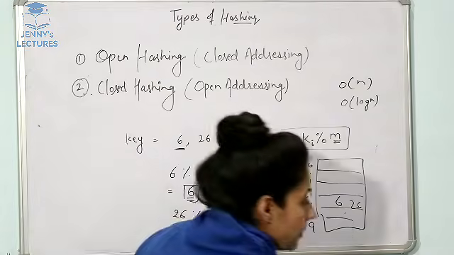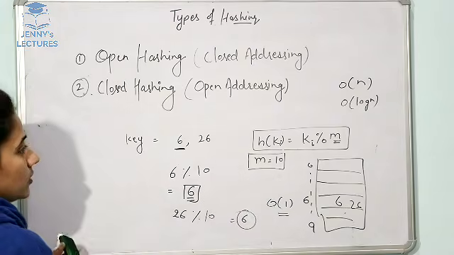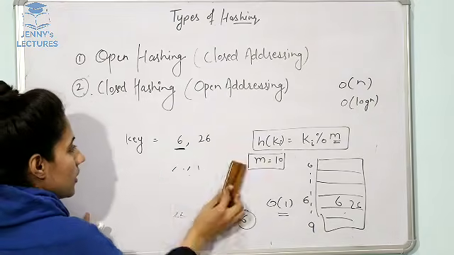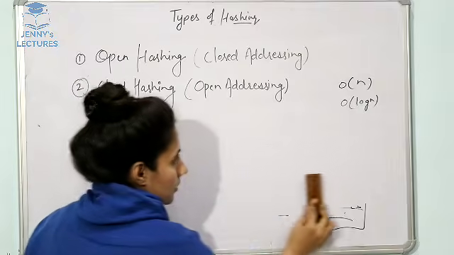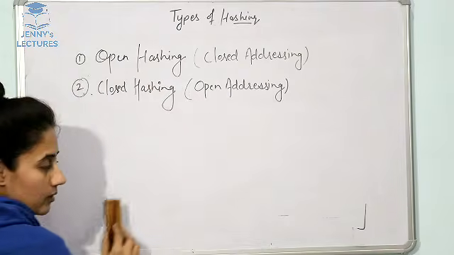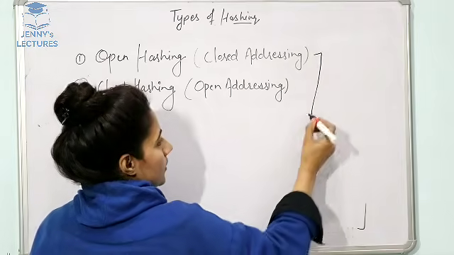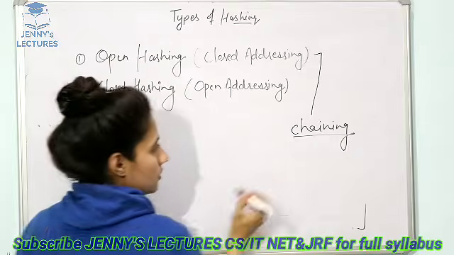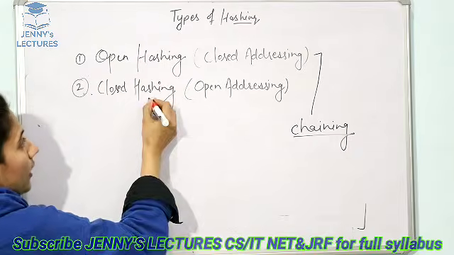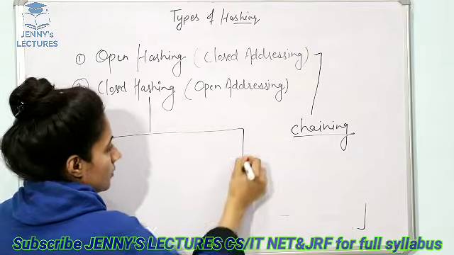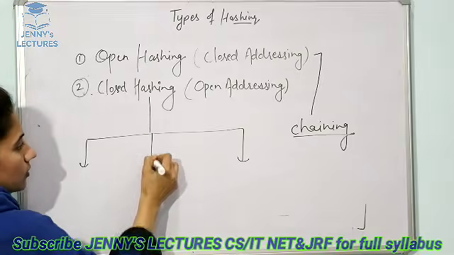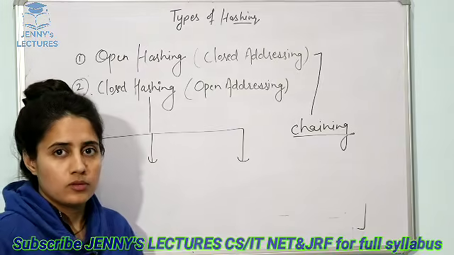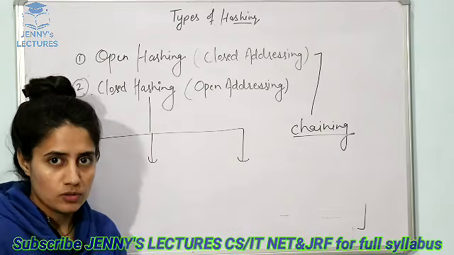In the first one, open hashing, the method to resolve this type of collision is the chaining method, or you can say separate chaining. And in closed hashing, 3 methods are there to resolve the collision. See, you cannot remove the collision, you can only minimize the collision.